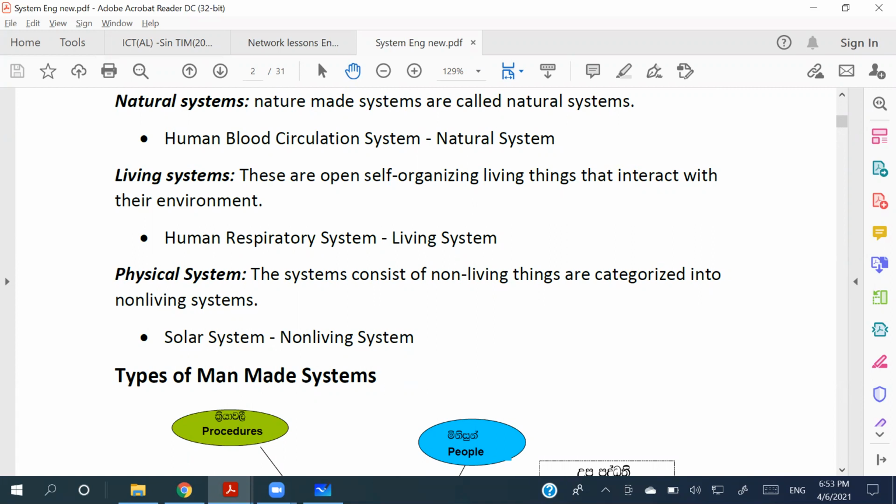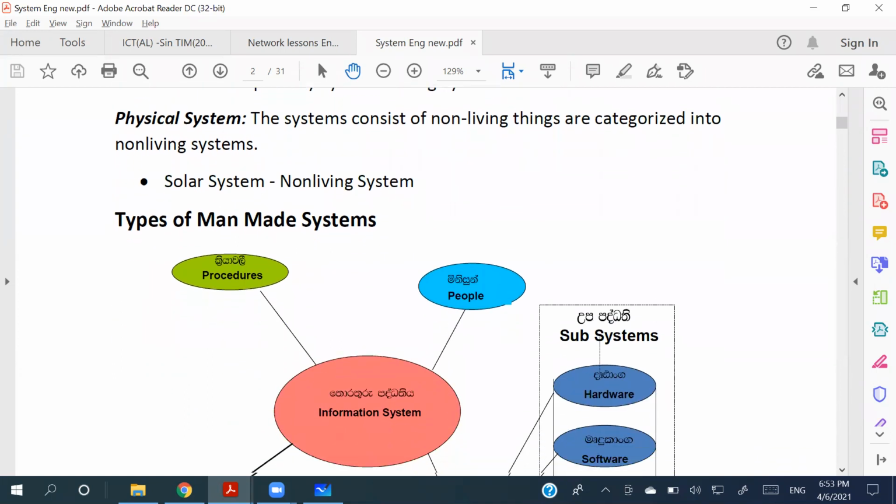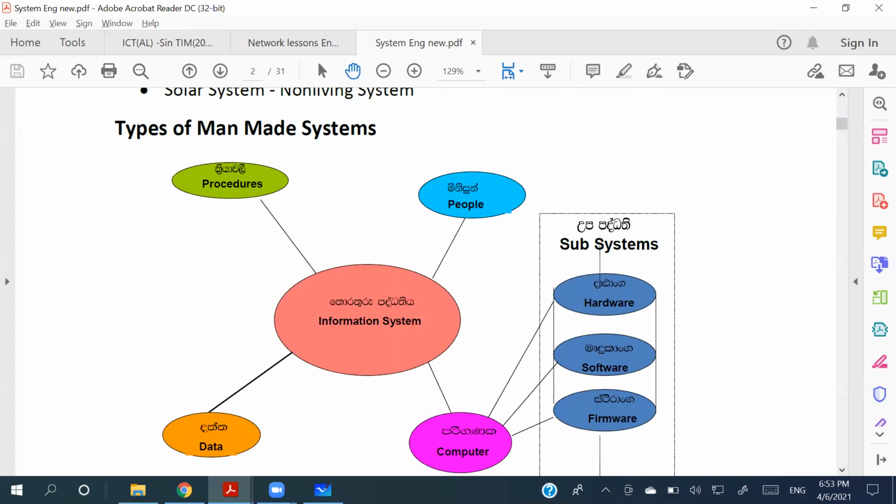So generally, when we talk about the systems, and then we are going to talk about types of man-made systems. Now from here onwards, we specifically talk about what is made, or what is created by humans with the help of the computer, right? So it is the computerized system side that we talk about, right?